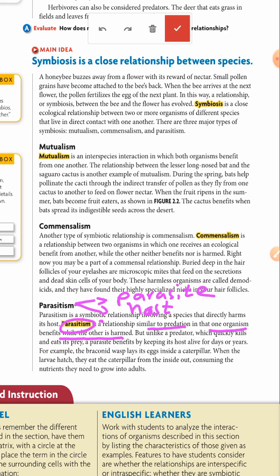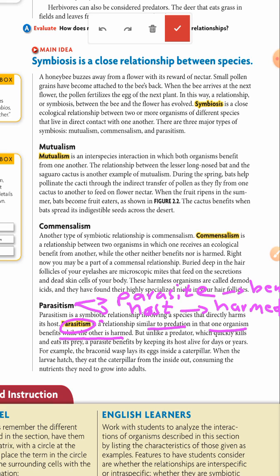So here, the parasite benefits while the host is harmed. Parasitism is a relationship similar to predation. Why, in your opinion? Why do you think it's similar? That's right, because one gets benefit while the other one is harmed. So there's a similarity between parasitism and predation.